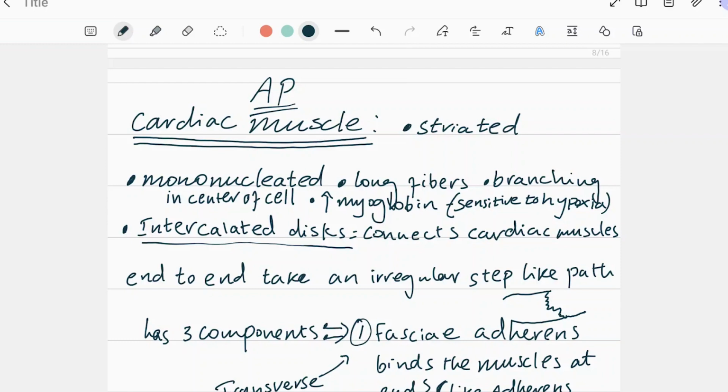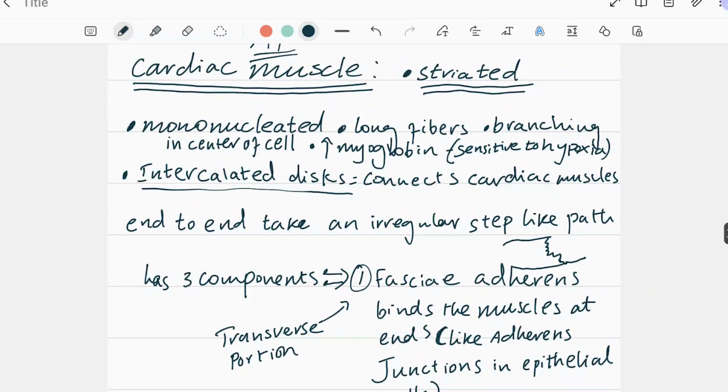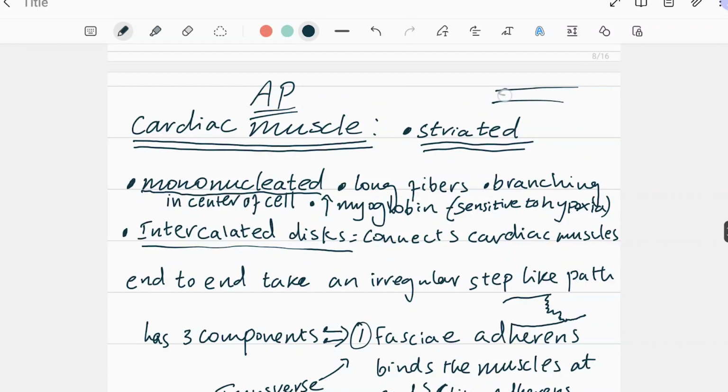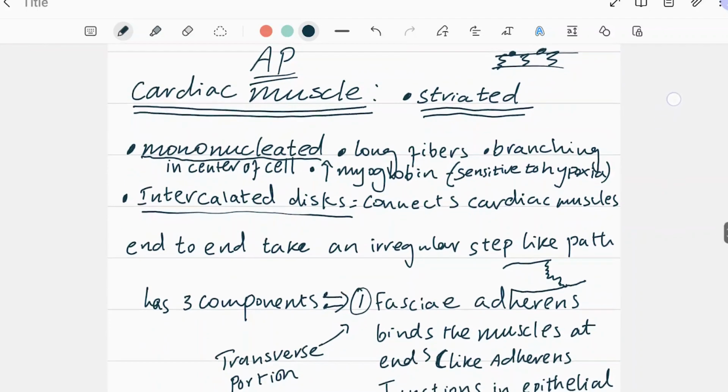So if we look at cardiac muscle, they are striated just like your skeletal muscle. However, they are not voluntary muscles. Remember, the only voluntary muscles are the skeletal muscles. Then you have the fact that they are mononucleated, so they are single nuclei. If we look at this, you have the Z lines, and between the Z lines you have the sarcomere. Each sarcomere has a little nucleus, and this is your cardiac cell over here. So they have a single nucleus.